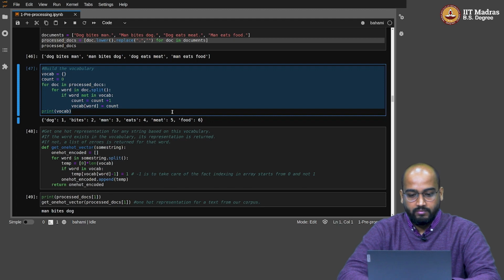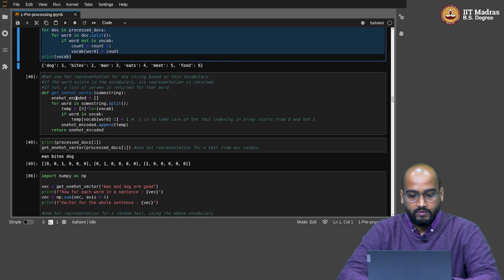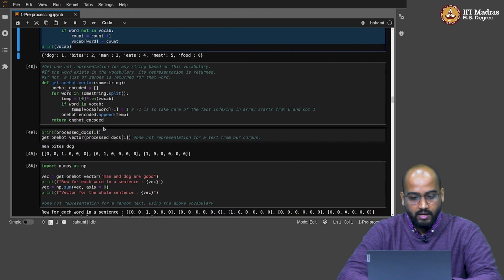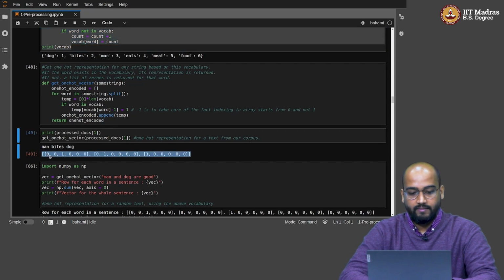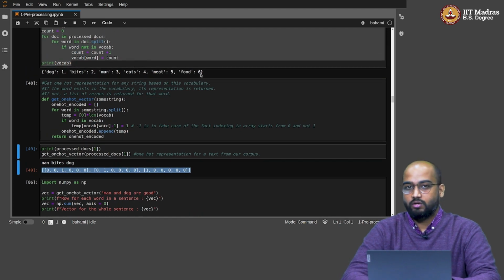So vocab here is basically a dictionary where each token is given one key, and the value is just the numerical ID of that particular token. This vocabulary is important before you go and create a one hot vector. So let's say you take the sentence man bites dog, and you can convert it into a representation like this. From your vocabulary, you know that there are only 6 tokens in your whole vocabulary.